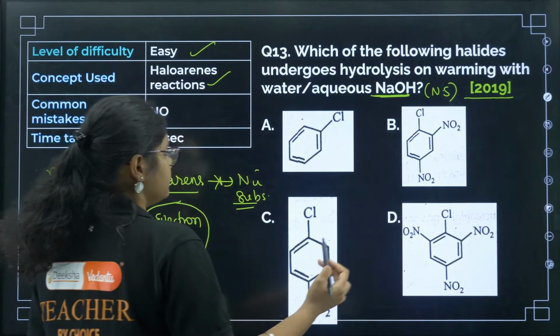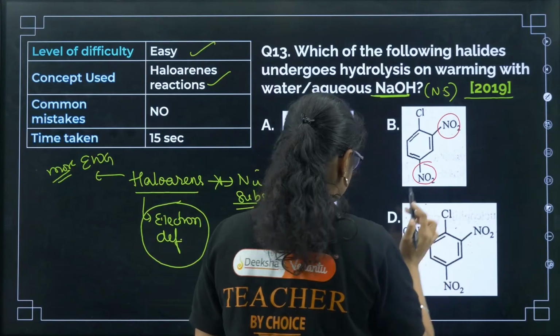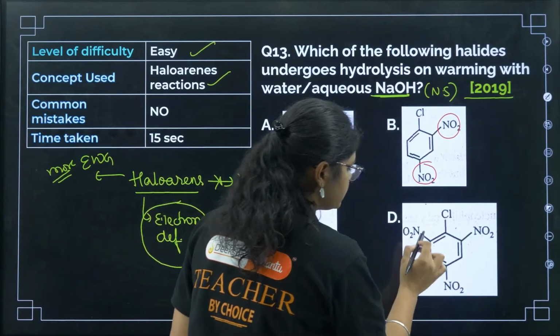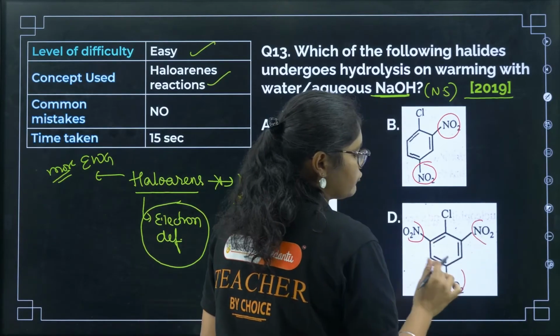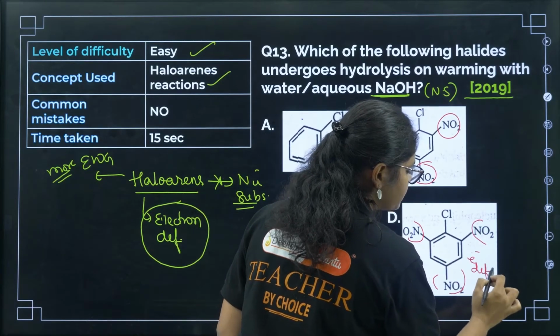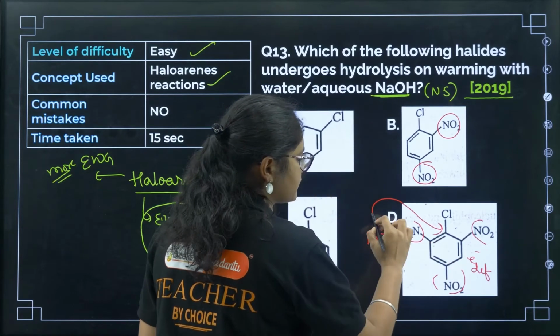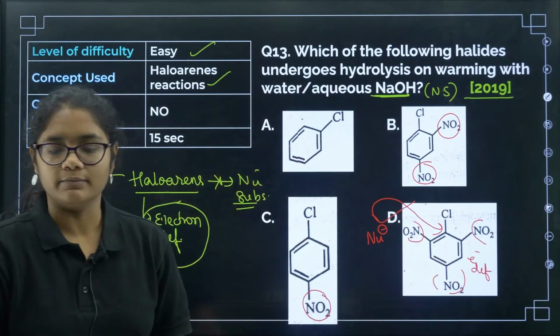Here we have 2 electron withdrawing groups, here we have 1, and here we have 3 electron withdrawing groups. So this ring will be the most electron deficient, so the attack of the nucleophile will be easier here. The correct answer will be option D.